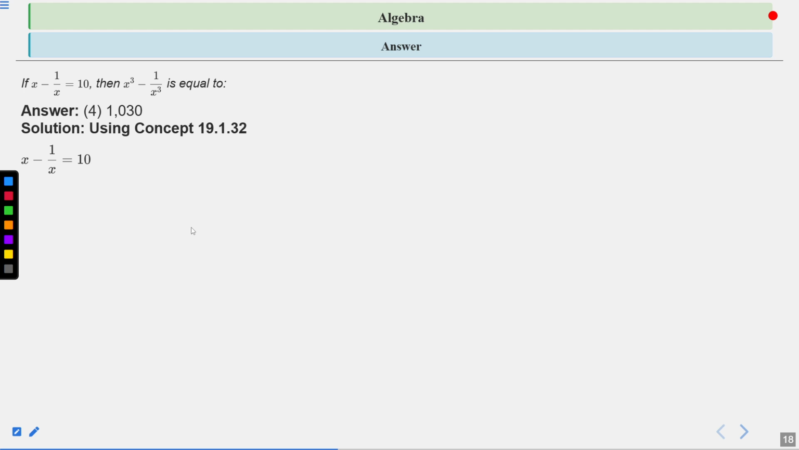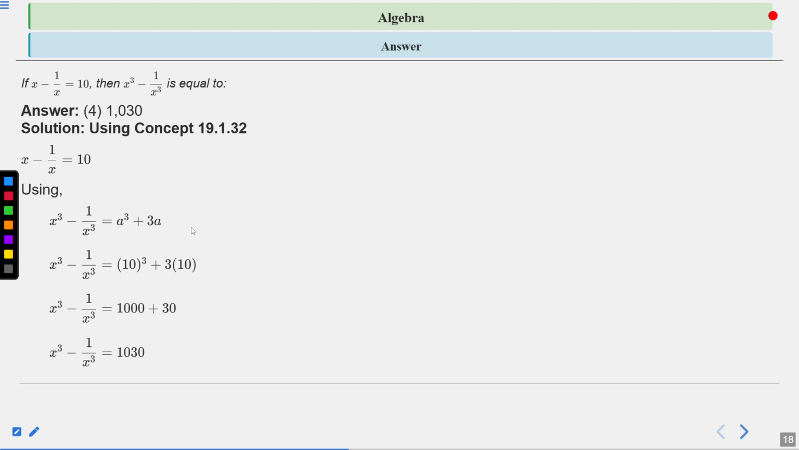So we can say that the value of x minus 1 upon x is 10. Using the formula, we can directly calculate x cube minus 1 upon x cube is a cube plus 3a, and the value of a in this question is 10. So x cube minus 1 upon x cube equals 10 cube plus 3 into 10, which is 1000 plus 30. So x cube minus 1 upon x cube will become 1030. So the fourth one is the correct answer of this question. Next one.